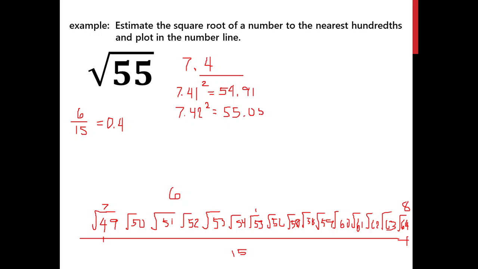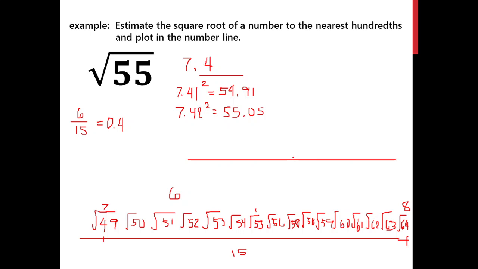55.05. Okay, that one. So basically, these two numbers are correct. The estimated value of the square root of 55 would be either 7.41 or 7.42. Now let's try to see which of these two numbers is the best estimated value. I'll now use the number line again.